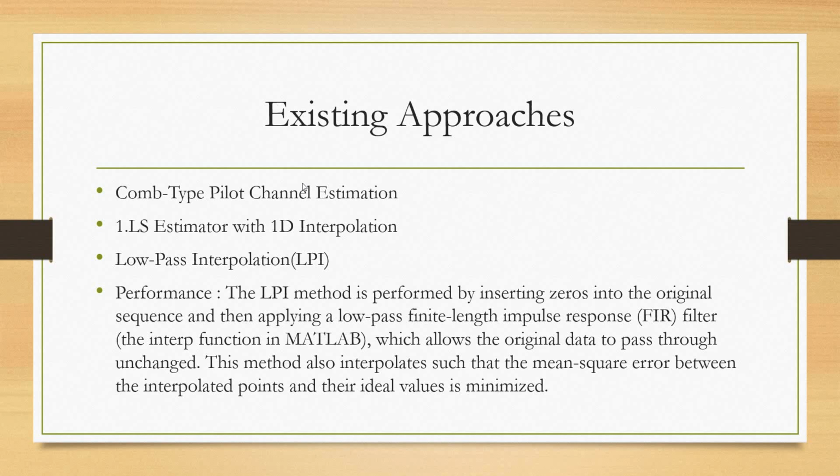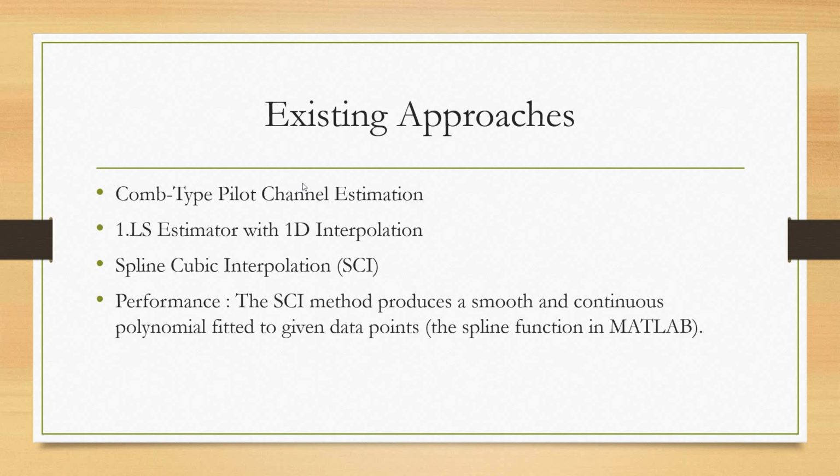And the low-pass interpolation estimator can be performed by inserting zeros into the original sequence and then applying a low-pass finite length impulse response filter, which allows the original data to pass through unchanged. This method also interpolates such that the mean square error between the interpolated points and their ideal values is minimized.